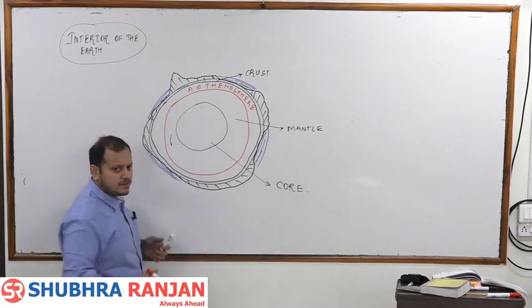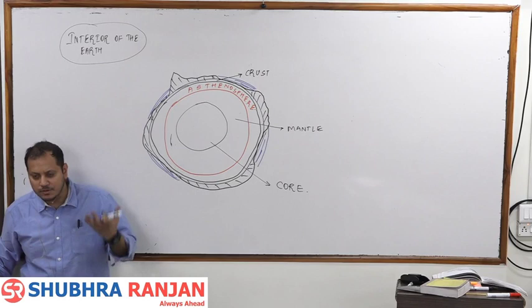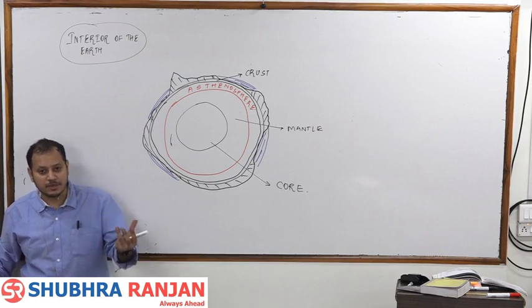What happens in the asthenosphere? The temperature is so high, 6000 degrees Celsius, that most of the metals, most of the rocks are in a molten state, but they are not completely in the liquid state. They are more like a jelly, semi-solid state.